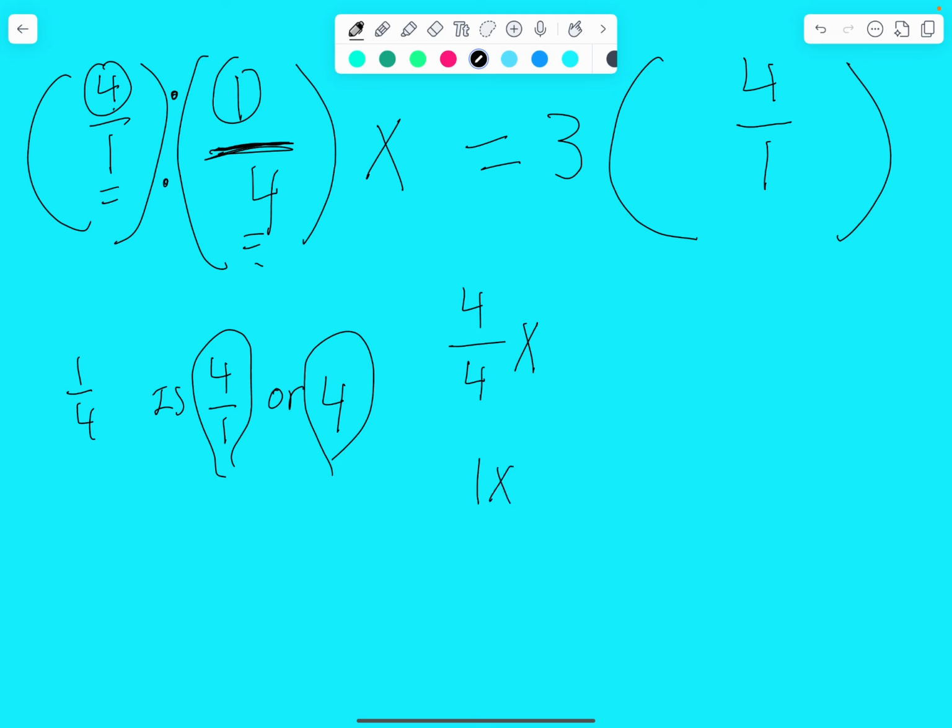So we have 1x, or you could say x, is equal to 4 over 1 times 3. Well, 3 is technically 3 over 1, or just written as 3. Either way you see it. 3 times 4 is 12. 1 times 1 is 1. So you could say the answer is x is equal to 12 over 1 technically, or 12. But I'm sure your teacher would rather have you just say x is equal to 12.